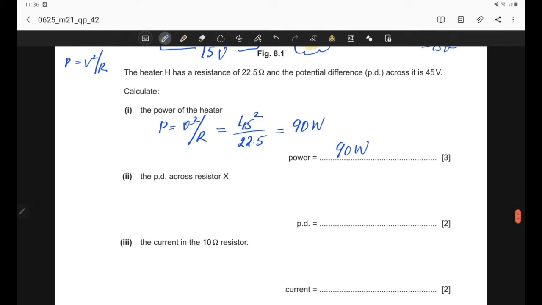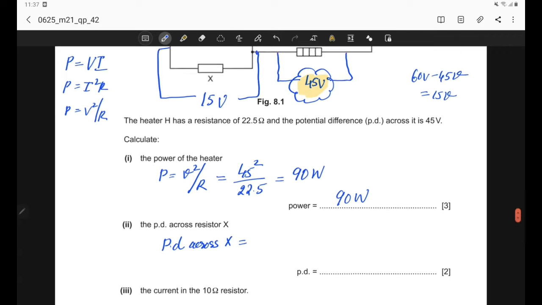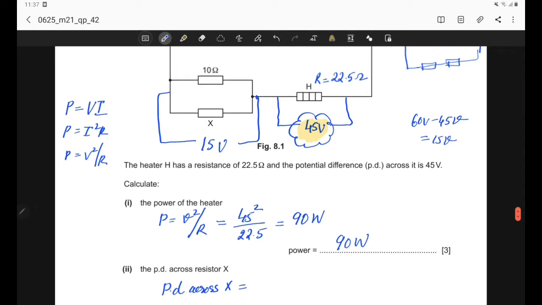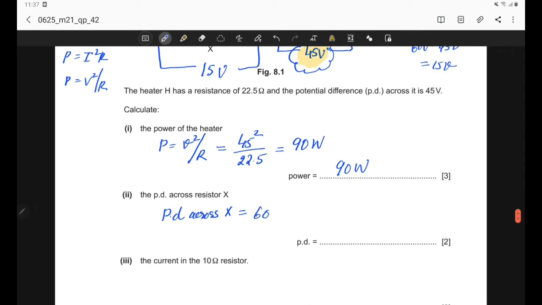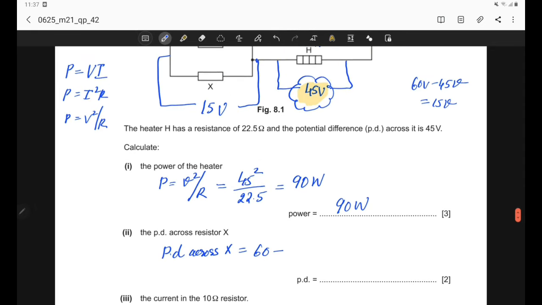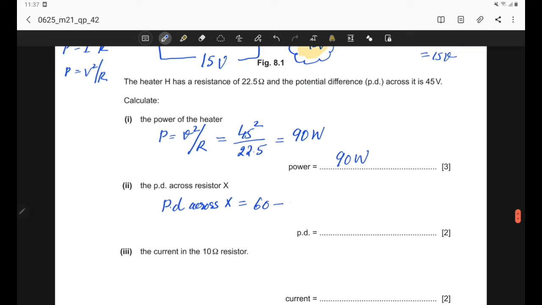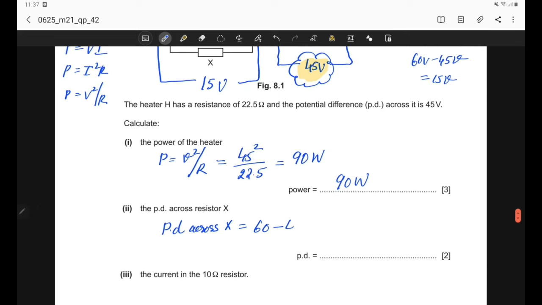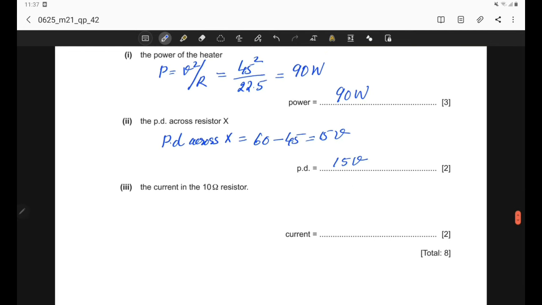Since it is a 2 mark question, we have to write enough steps. So we can write: PD across X is the total voltage generated, that is the EMF, minus the voltage consumed by the other component, that is the heater, which is 45 volt. So we will get 15 volt. That will be the potential difference across the parallel combination, or across resistor X.